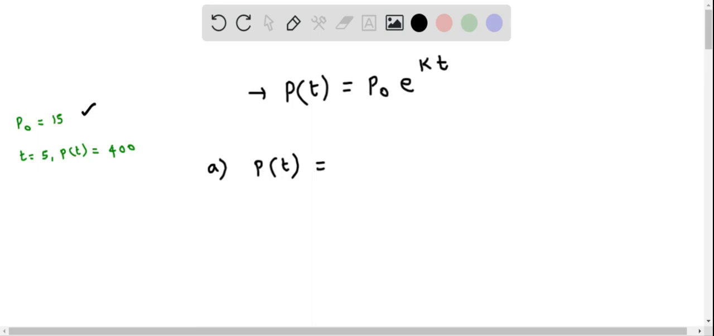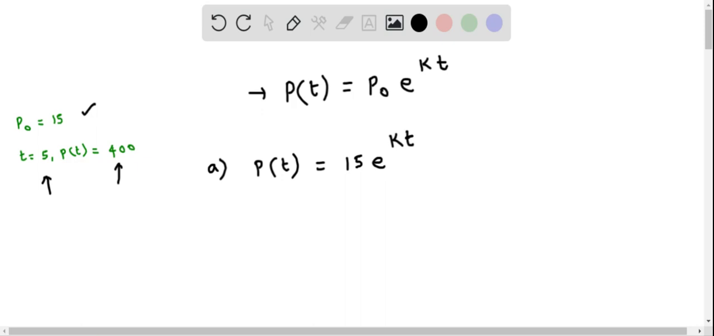That is, there are 15 rabbits at the beginning, and they grow to 400 rabbits after 5 years. In this case, we have to write down the population at any time t, that is P of t. So let's plug in P naught equal to 15, and this one is e raised to the power of k times t. This one is the population model. However, we can utilize the other condition, that after 5 years, P of t equals 400. So here we have to determine the value of k. For that, we will use that condition.